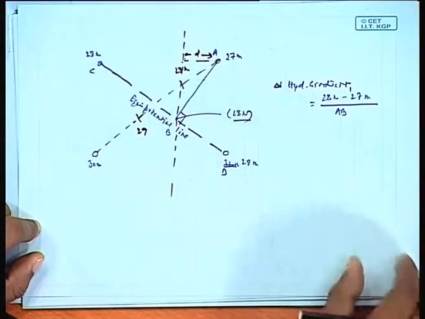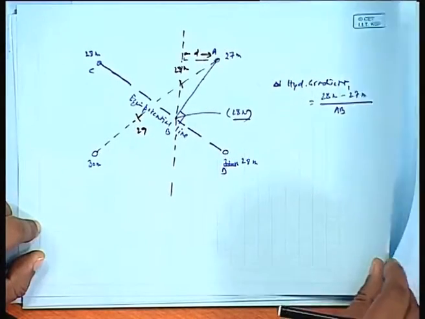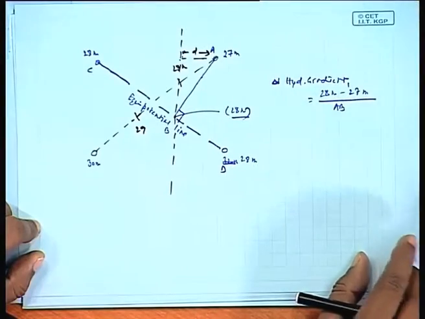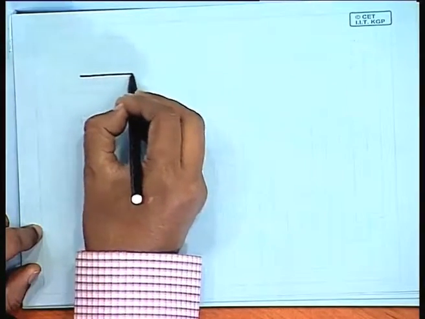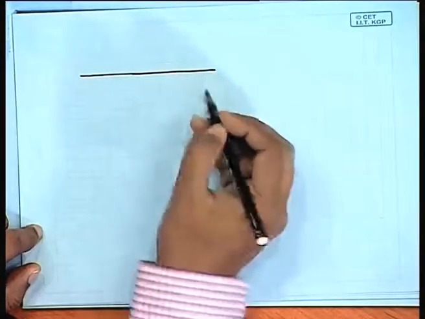Okay, let me take you through another example. Generally, what we try to do is like this. Say there is an example like this. We have a plot.